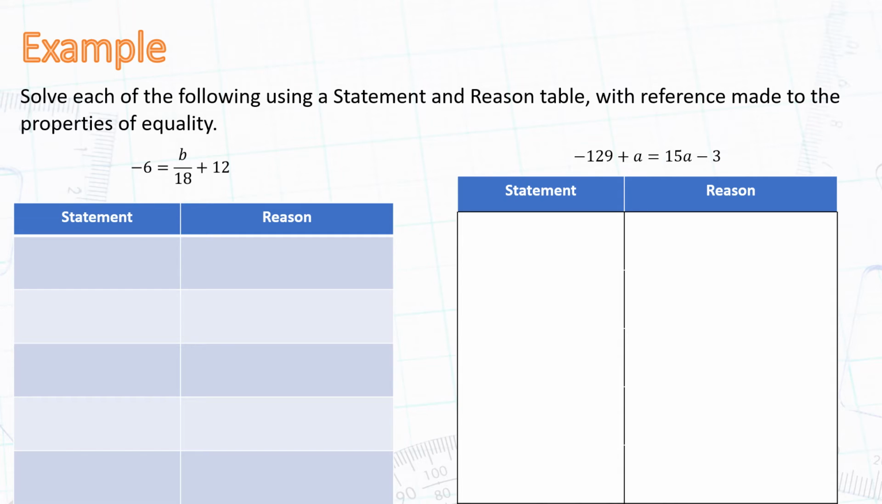All right, so in the first one, we've got minus 6 equals b over 18 plus 12. So the first thing you do is just rewrite your question, especially if you're copying it from somewhere else. If you're not, you don't necessarily have to. In geometry, you will have to. So your first line is always your given information.